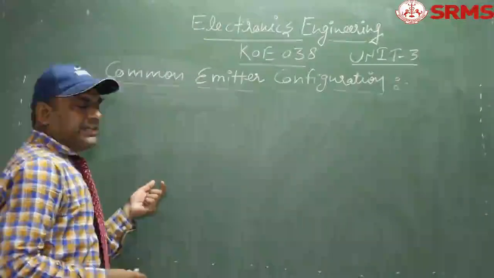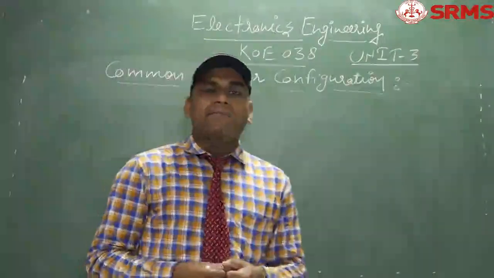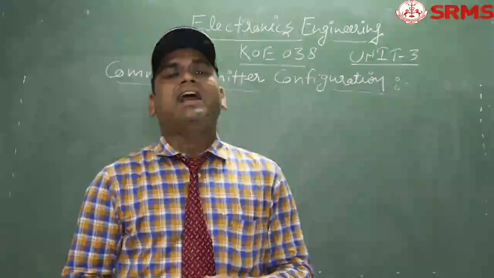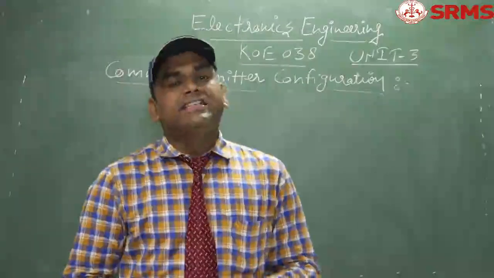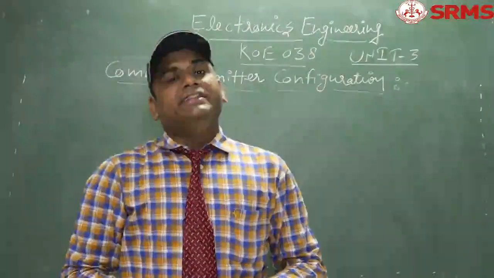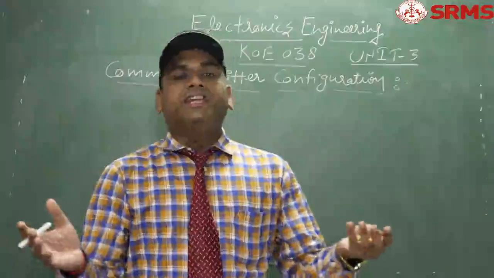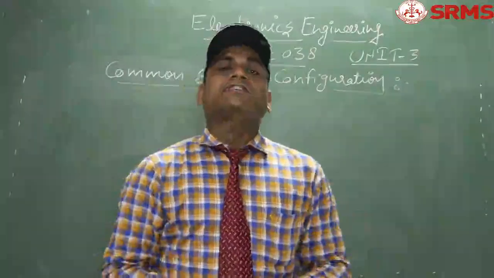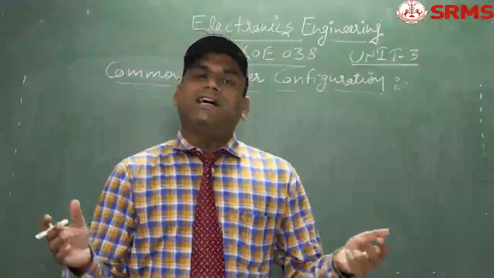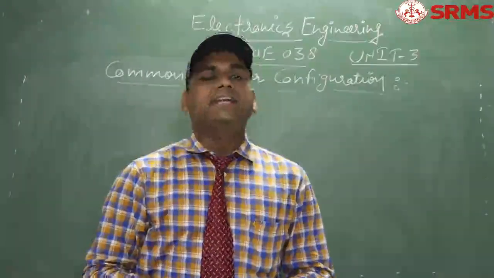In the transistor, it is well known to all of us, the emitter can be made common, the base can be made common, and you can also make the collector a common terminal. So depending upon which terminal you are making common, there are three possible transistor configurations. First is common base, second is common emitter, and the third and last one is the common collector configuration.